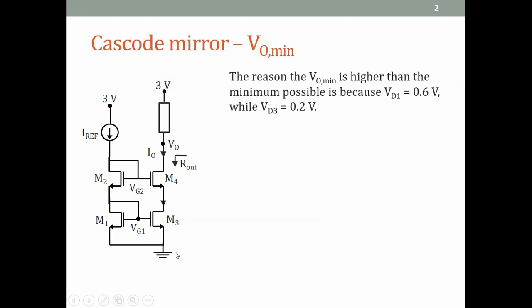From here to here the minimum voltage had to be 0.8 because what we found is that VD1 was 0.6 because of VG1, and then from here to here was another 0.6, so 1.2, and then we had to go down to get 0.6 here. And then 0.6 plus 0.2 was 0.8, so the fundamental cause of the high VO min is because of this diode connected M1.